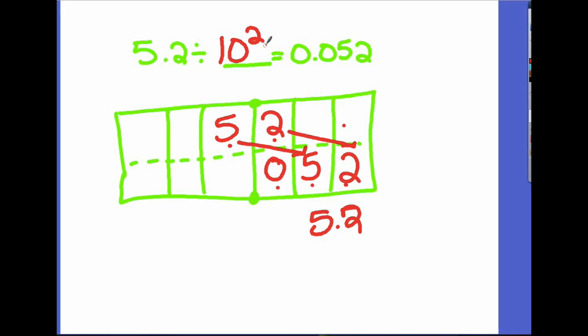Okay, so that's what your paper needs to look like. It needs to have a chart like this. And just remember how you draw the arrows. You move the number. There's 2 places that you move the 2. So 10 to the power of 2 because it's 2 zeros.